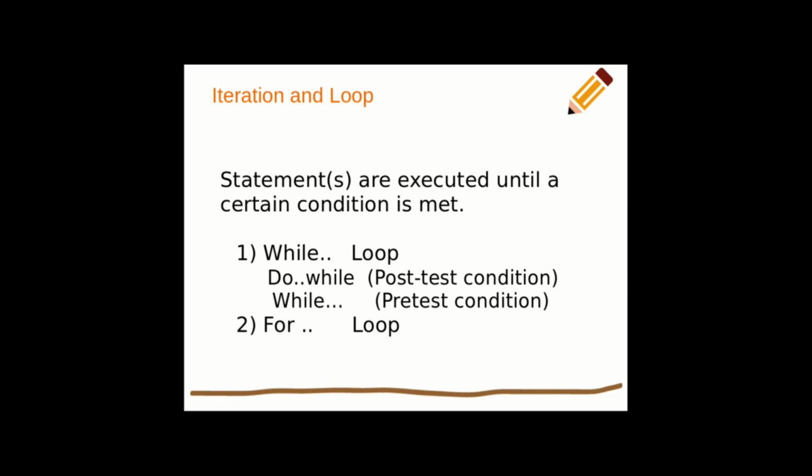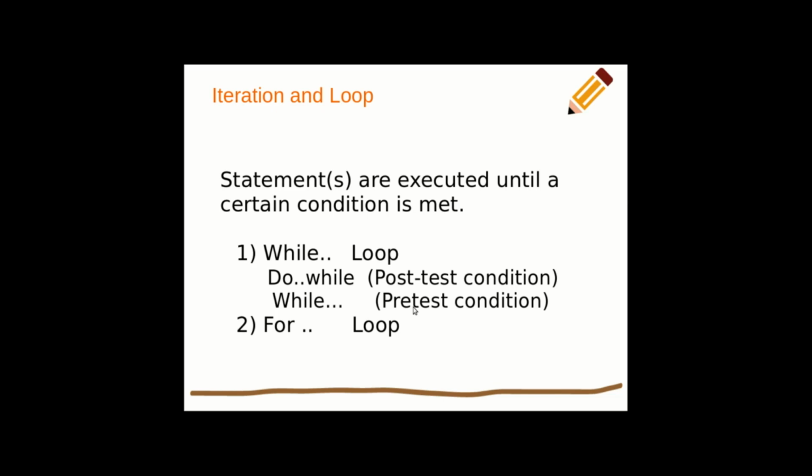We have two different categories. We have the while loop and we do have the for loop. Now, under the while loop, we have the do while, which is a post-test condition. That is, first execute the statements, then test the condition later. And we also have the while construct, where we first test the condition and then execute the statements.